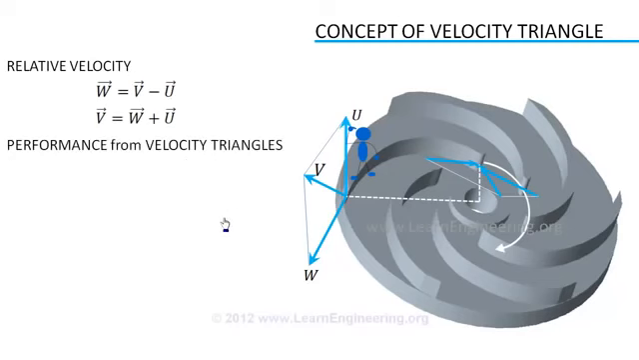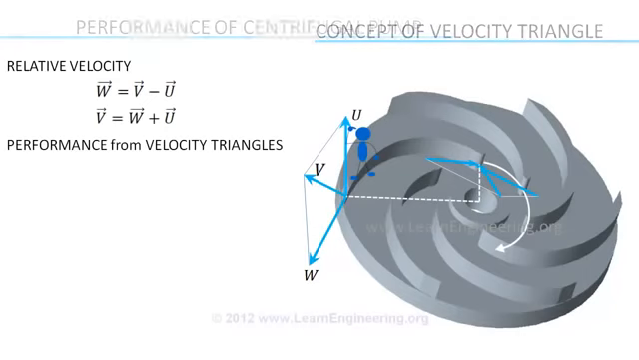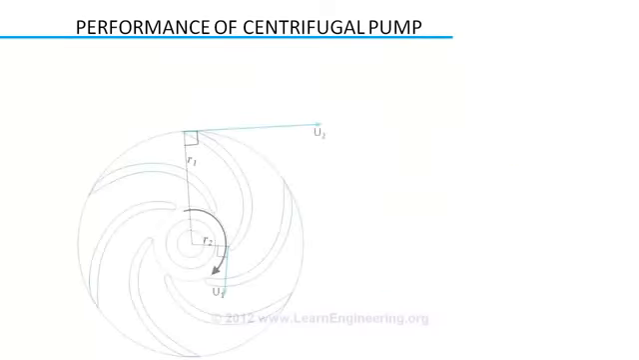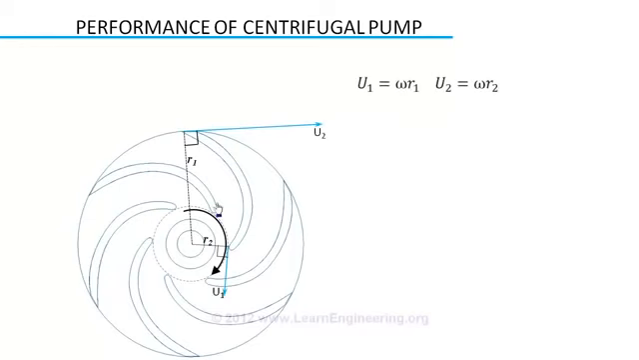We will see how to predict performance of a centrifugal pump, using the concepts we developed. Here we have shown an impeller of a centrifugal pump. If you know the blade geometry, you can find out blade angle at inlet and outlet. Blade angle is defined like this, as the angle opposite of blade velocity. So we can easily fix direction of relative velocity.